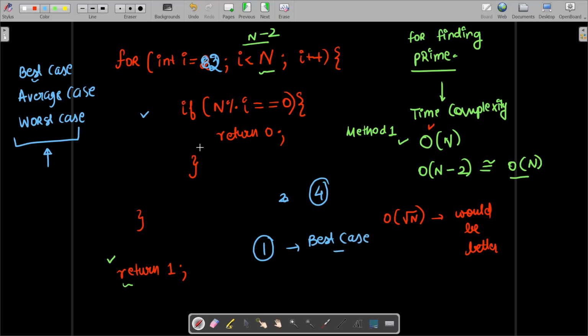Suppose the number comes out to be prime. We have to iterate through the complete range because this condition never becomes true, as there won't be any factor, right? Suppose I take an example of 17. We will go through completely. We won't encounter this if condition. We will return from here. So what's the worst case? It's O of n minus 2 or O of n, whatever. Something like that, right? That's why I wrote the time complexity is O of n.